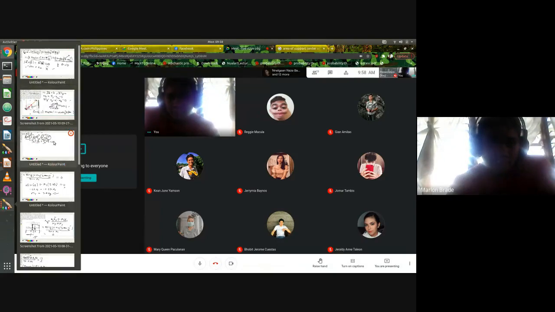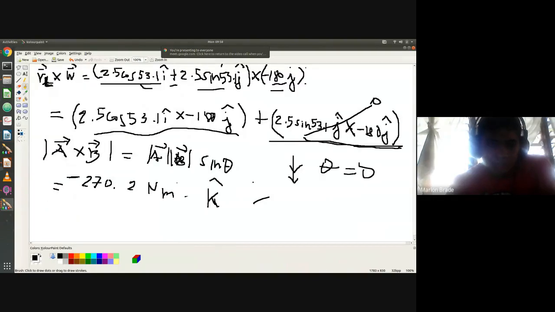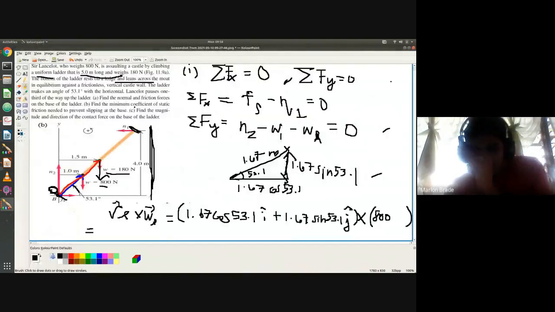So the answer changed, it is negative now. Then come back here. Okay, so it's not positive 800, but rather negative 800. I forgot to write it. So this is negative 800 and the direction is along j hat.